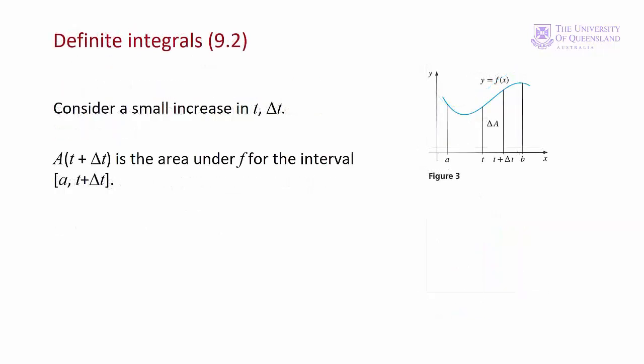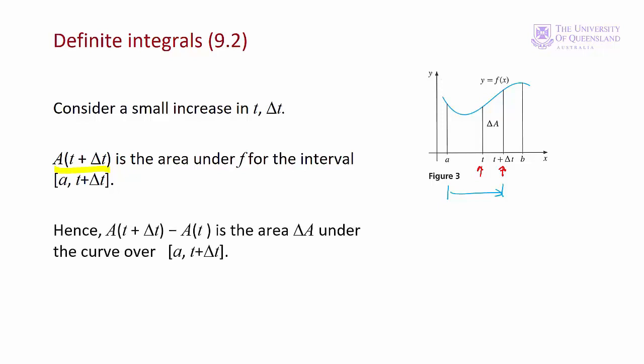Let's consider a small increase in t, delta t. So we're going from this t to t plus delta t. The increase in the area is delta A. The area under the function from a to t plus delta t is A of t plus delta t. So if we want to find the area delta A, that will be A of t plus delta t minus A of t. A of t is this area.